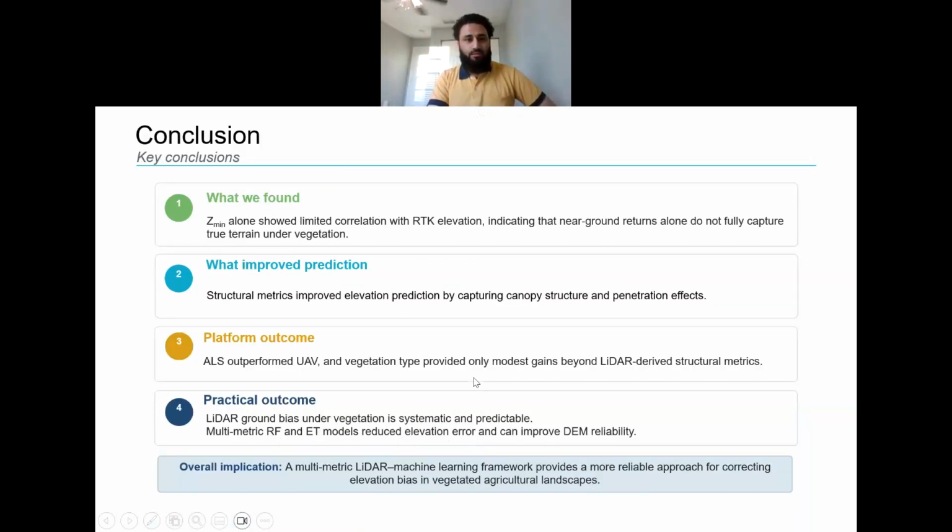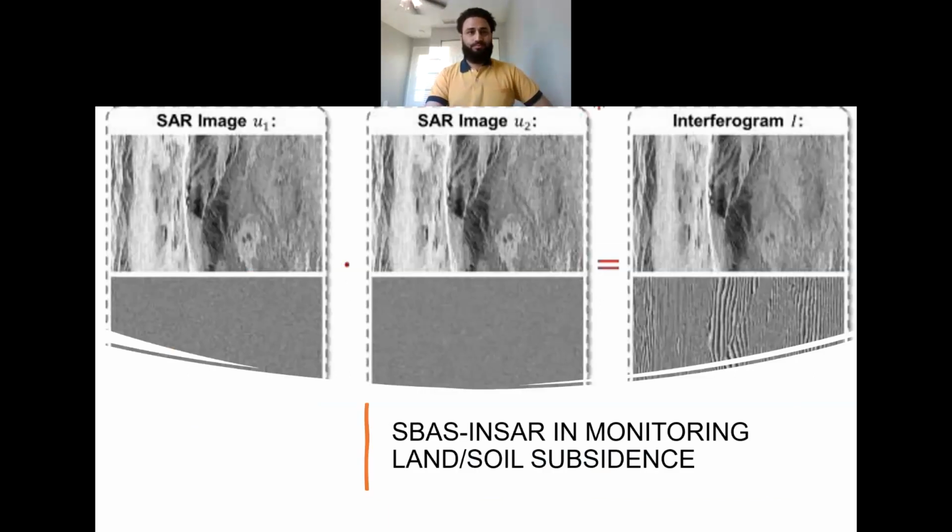Okay, so we understand here that using these structural metrics and the lower returns, along with some kind of machine learning model, will help us improve the ground estimation. That means our DEMs, the LiDAR DEMs in vegetation, will be more accurate using this approach.